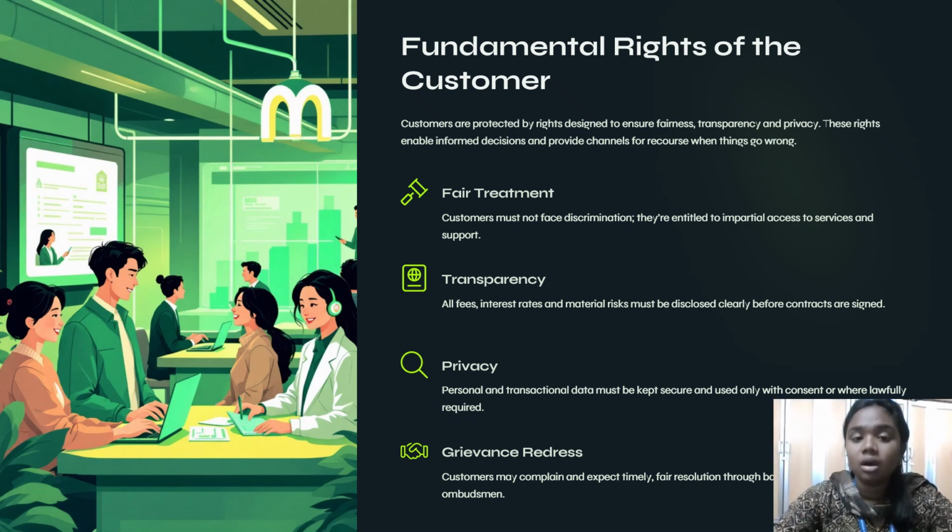Fundamental rights of the customer. There are four types. The first one is fair treatment. We have to treat the customers equally and should not show any discrimination to the customers. Next, transparency. The banker should be transparent to the customers about their transactions. Next one is privacy. Only the banker can access the information, not others. They have to maintain secrecy and privacy. Next, grievances. Customers may complain and expect timely, fair resolution if any misunderstanding or misuse happens.